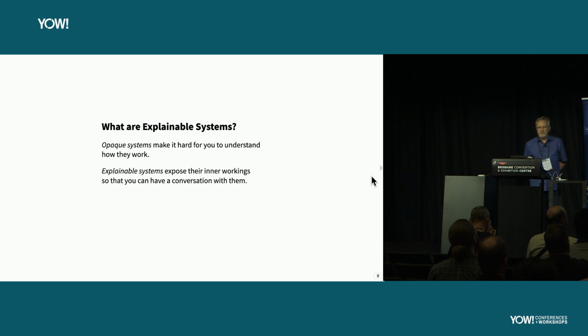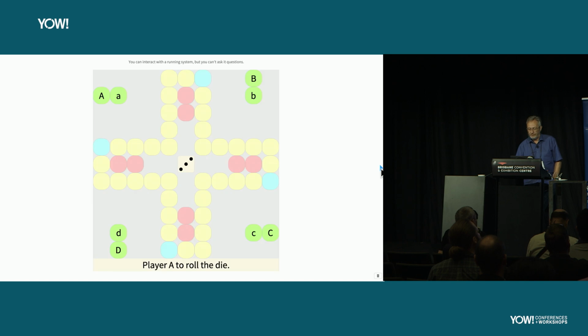Okay. So what's the goal? The goal for us is to make software systems explainable. And what do we mean by that? Well, what's the opposite of an explainable system? A not explainable system is one that's opaque. And I believe most software systems today are opaque. They're very hard to answer questions about. The idea of an explainable system, in contrast, is that they expose their inner workings so that you can have a conversation with them. So they answer questions.